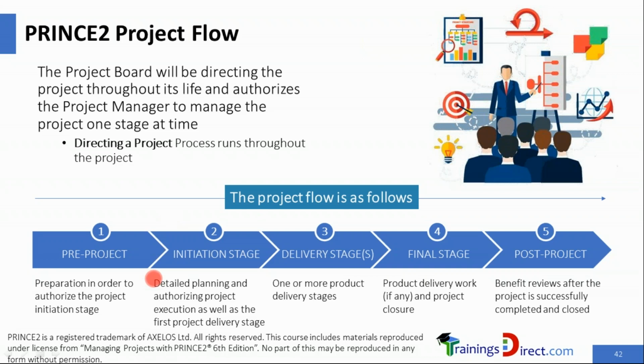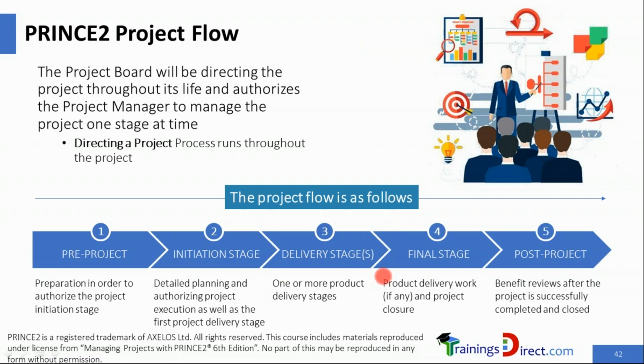Initiation stage. This is the detailed planning and authorizing project execution as well as the first project delivery stage. Meaning it authorizes the execution of the project and authorizes movement to the first delivery stage and also performs the detailed planning in the initiation stage. Pre-project, on the other hand, only authorizes initiation, meaning it looks at the investment and justifies it to move to initiation. Delivery stages. This could be one or more to create the products.